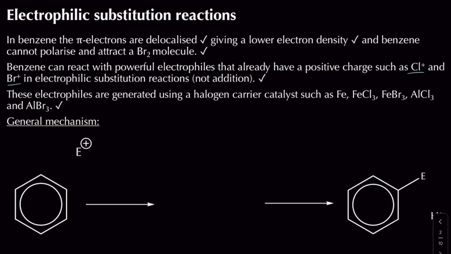Now some examples of our halogen carrier catalysts include things like iron chloride, iron bromide, or aluminium chloride or bromide itself. You can see a pattern over here, and you can use either iron chloride or aluminium chloride, whichever one you want, but you do need to be able to interpret these in the exam.